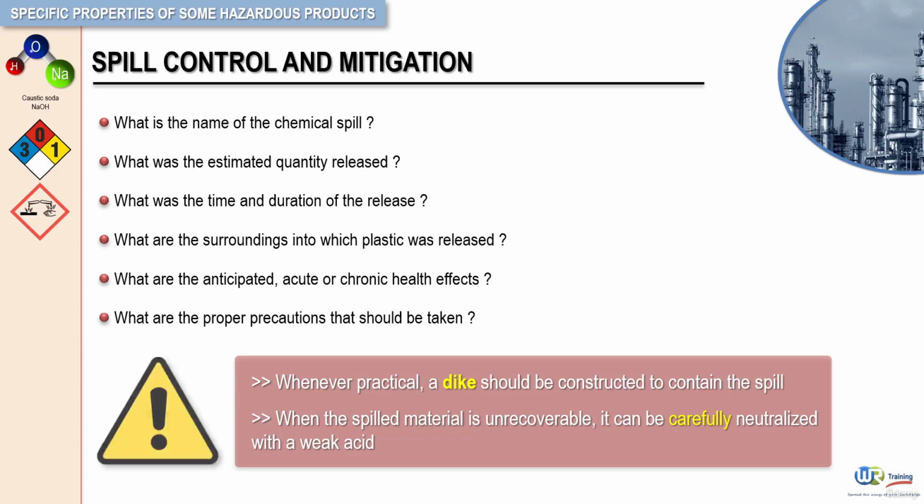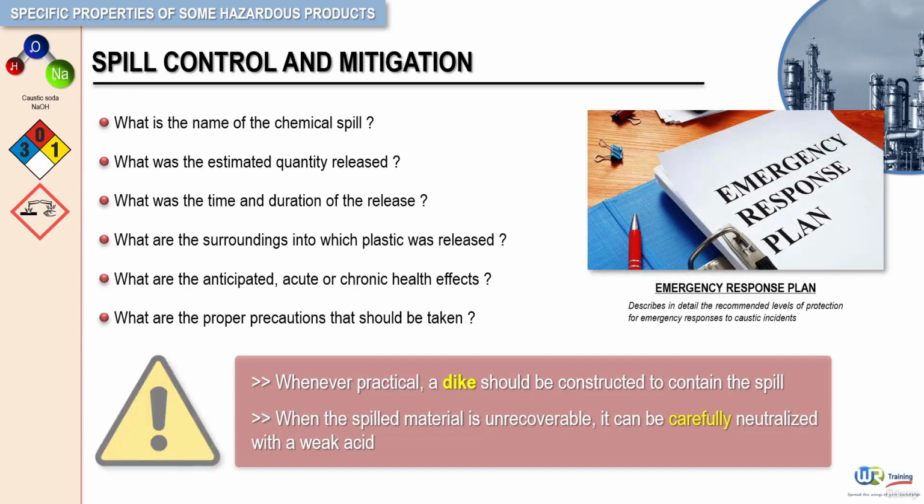Lastly, any site handling caustic should have a written emergency response plan in the event a spill or leak occurs. So, if you happen to work at a facility that handles, stores, or produces caustic, then make sure you have access to the latest version of your emergency response plan. Read it and make sure you fully understand it.